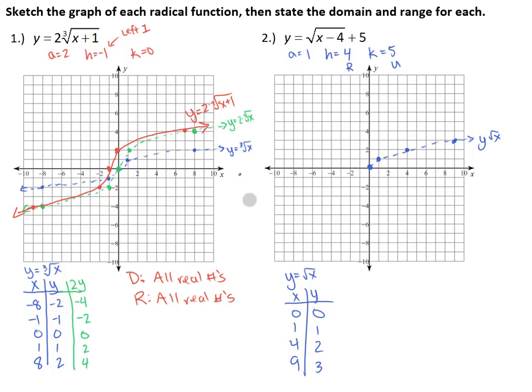Next, I would multiply everything by my a value. But since a is 1, it'd be pretty silly to multiply them all by 1. So we can stop there. We don't have to do a stretch or compression or reflection. So we can move on to just shifting left and right. So I need to move all my points 4 units right, which is probably going to take me off the graph for some of them, and 5 units up.